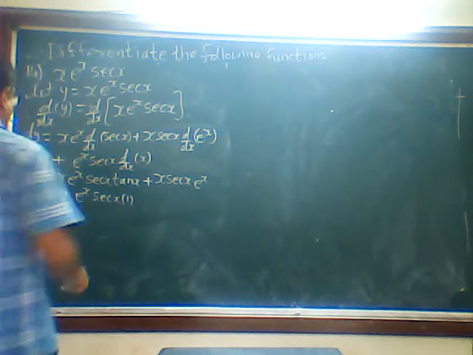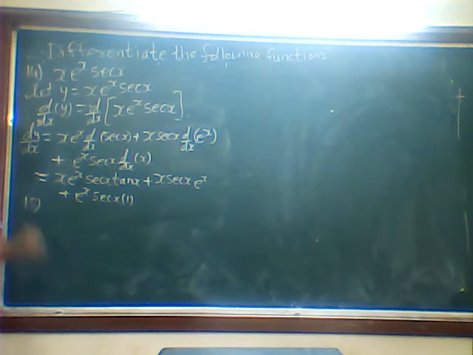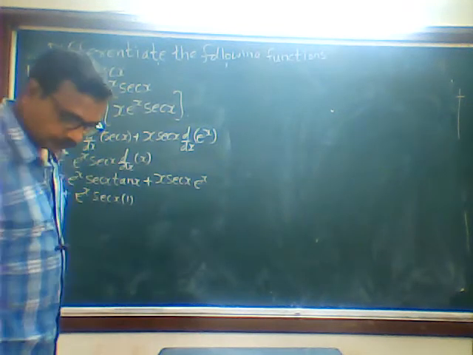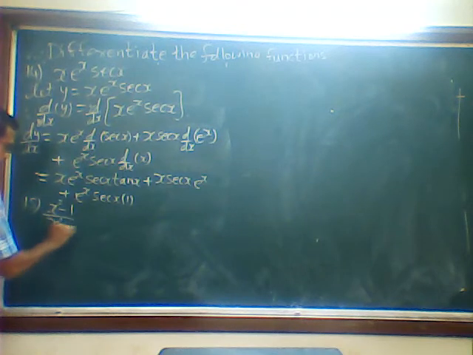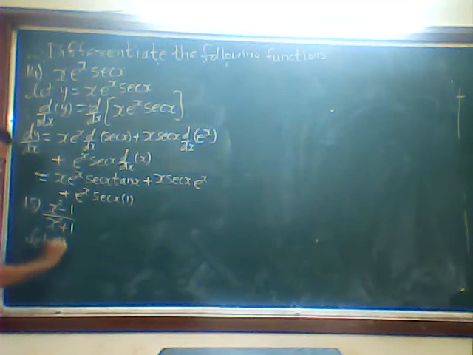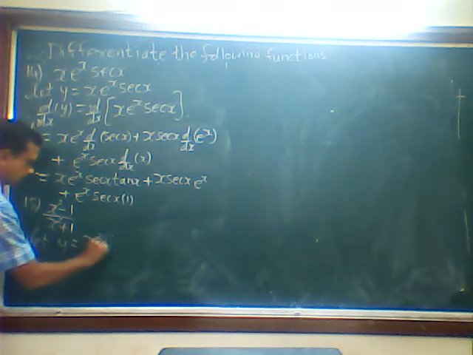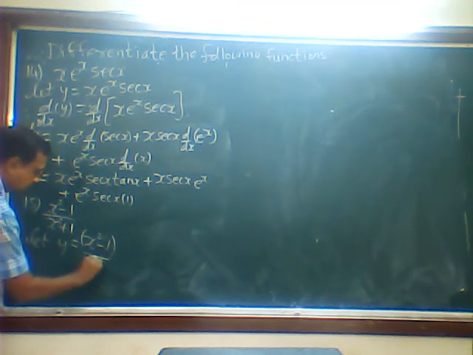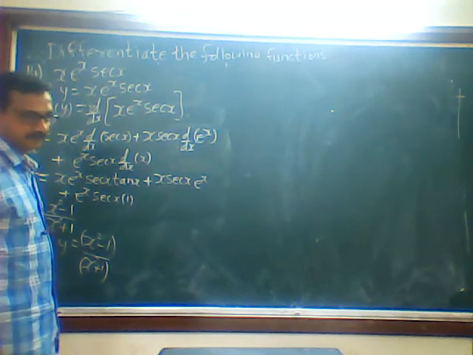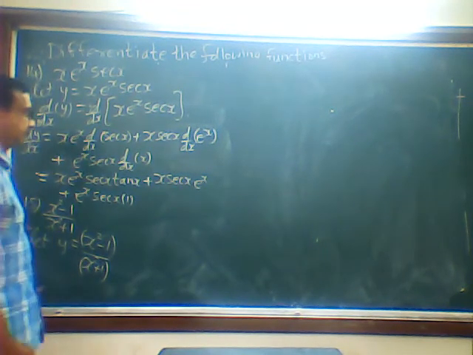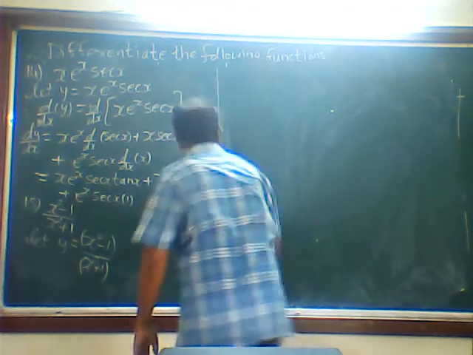Next problem, 15. x square minus 1 divided by x square plus 1. Okay, now what I'll do, I'll say let y is equal to, I'll put this in the round bracket. And I make this as one term and this as another. This is u and this is v. So this problem will be solved by u by v method, that is quotient method. Next step what I'll do, I'll apply d by dx on the other side.